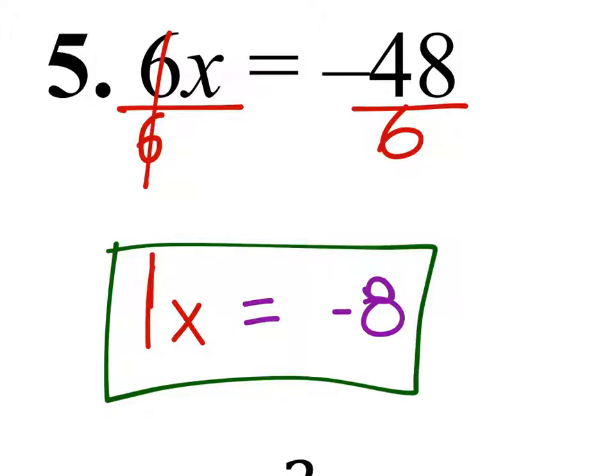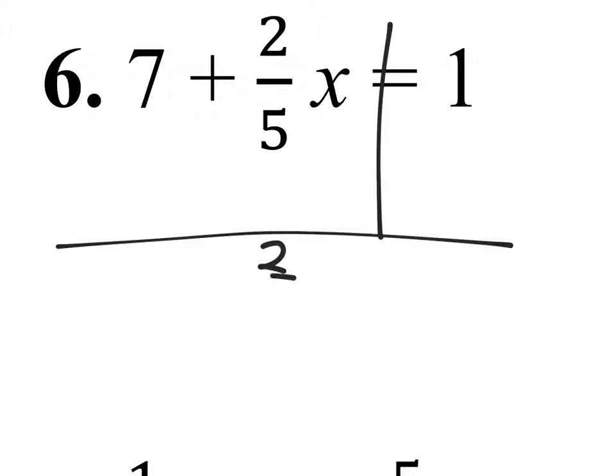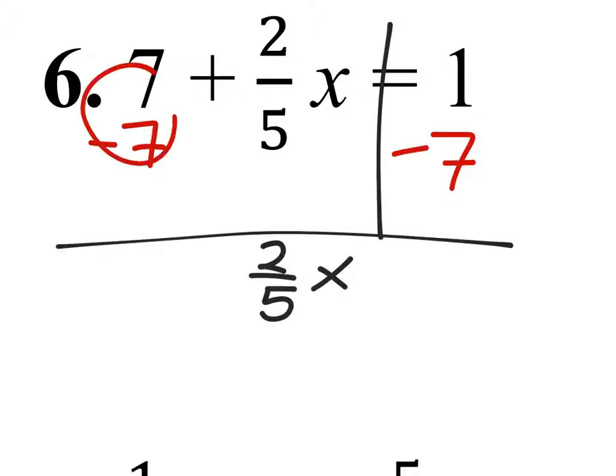Number 6, don't fall off the wagon on this one, okay? Because now the idea is we want just this 2/5 of an x. We don't want that plus 7. So we're going to get rid of that 7 by subtracting 7, making that a 0. But if I do it to one side, I have to do it to both sides. 1 minus 7 is negative 6. Well, now what would we do?